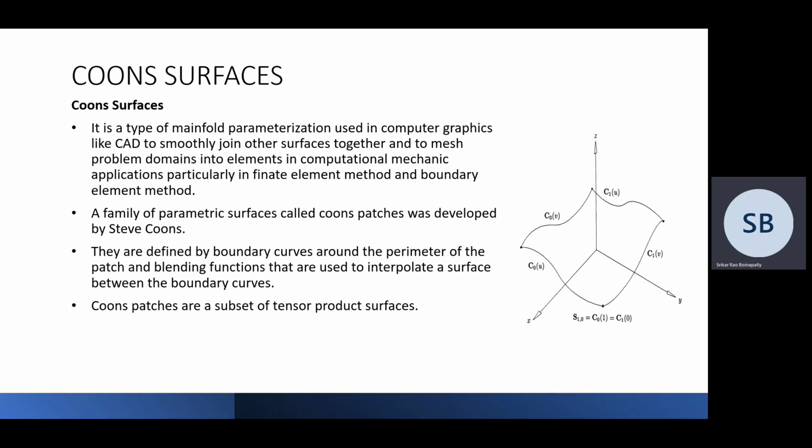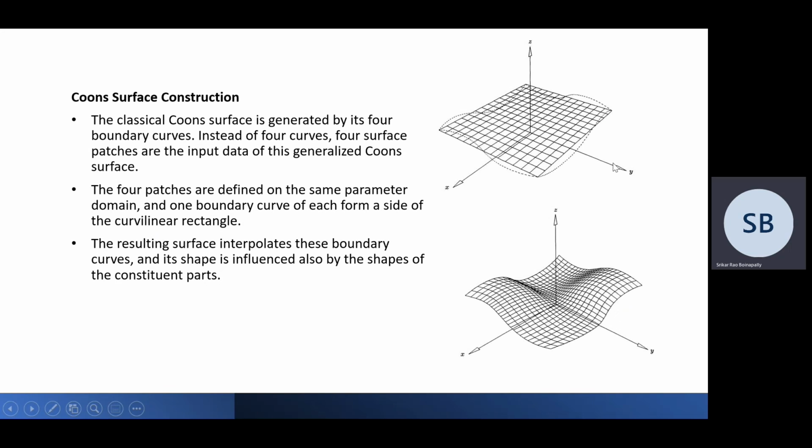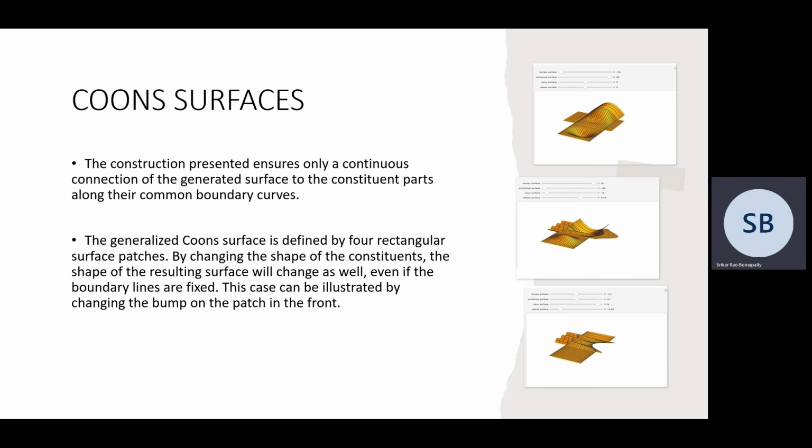A Coons patch is generated by the interpolation of four edge curves, as shown in the boundaries of the Coons surface. The four patches are defined on the same parameter domain, and one boundary curve from each side of a curvilinear rectangle. The resulting surface interpolates these boundary curves and its shape is influenced also by the shapes of constituent parts. The construction presented ensures only a continuous connection of the generated surface to the constituent parts.